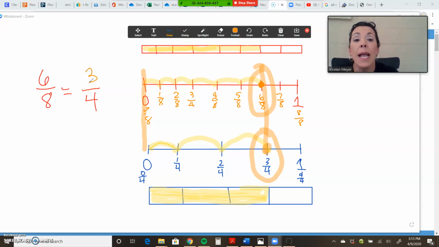Okay, now I'm going to have you try it. On your next part, you're going to have 2 number lines for each problem. And you are going to try to model the first number line. And after you model the first number line, you're going to figure out what is the equivalent fraction on the second number line. Good luck!